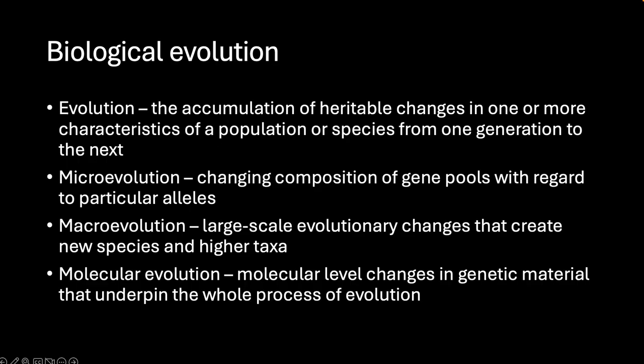When we talk about biological evolution, we are referring to the accumulation of heritable changes for one or more characteristics in a population or species across many generations. In the short term, in populations, this is called microevolution and is simply changes in allele compositions in the gene pool. However, given enough time, we see macroevolution, where we observe large-scale evolutionary changes that create new species.